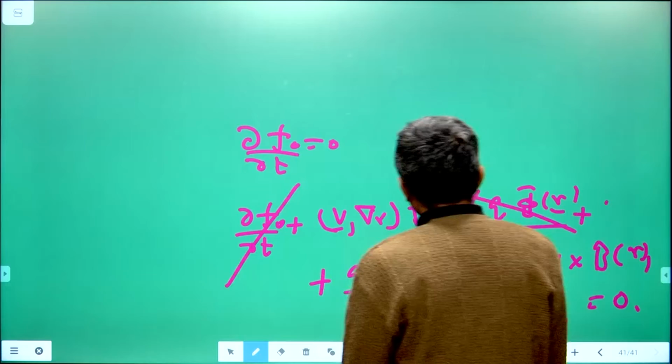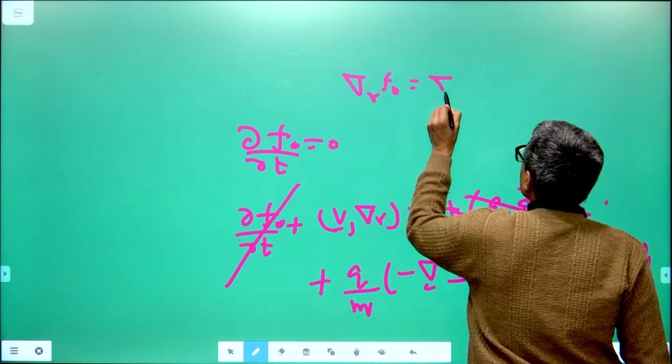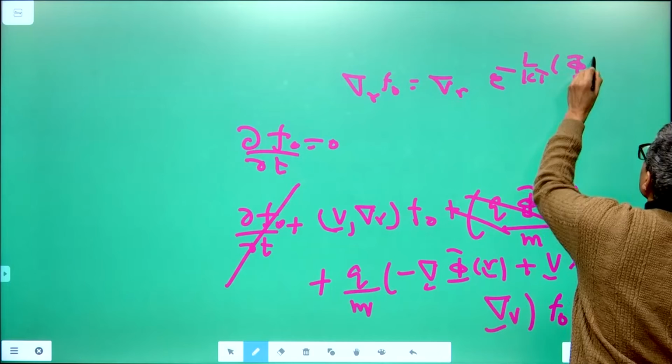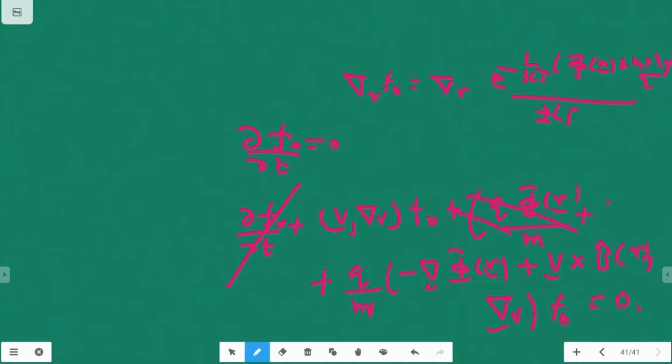So, if you apply this to f 0, what is del r of f 0? Del r of f 0 is nothing but del r of e to the power minus 1 by kT times phi of r plus m v squared by 2, divided by the partition function, which is an integral of the numerator over all positions and velocities. If you take the gradient of this, the gradient will touch only the electric potential. So, this will give you minus del phi of r divided by kT, with a negative sign, multiplied by f 0.